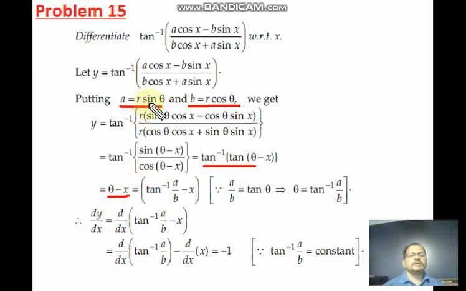But what is theta? A by b is equal to tan theta. So theta is tan inverse a by b, which is constant. And derivative of constant is 0. Therefore, the derivative of theta is 0. Only thing we have to consider is the derivative of minus x. It is minus 1.